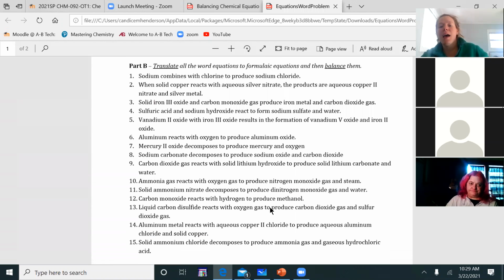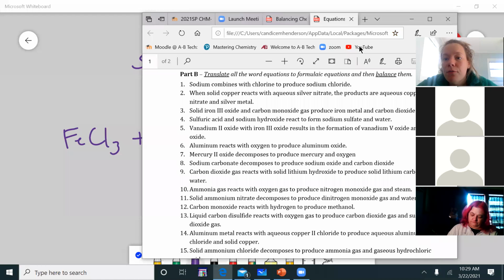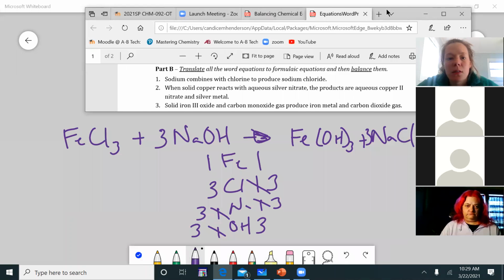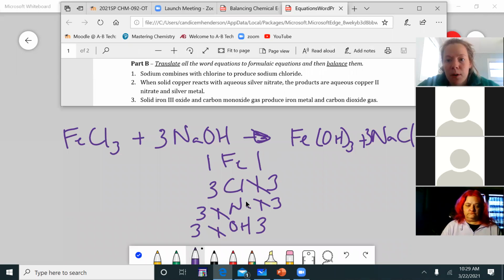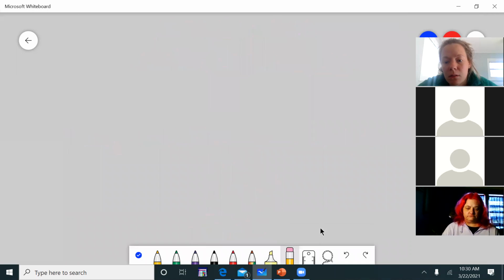So we'll go down here. What if instead of giving you the skeletal formula, it says this: sodium combines with chlorine to produce sodium chloride. Write a balanced equation. So you have to do the first step of writing out that skeletal formula. Let's do that. It's important that you make note of anything that is a diatomic.